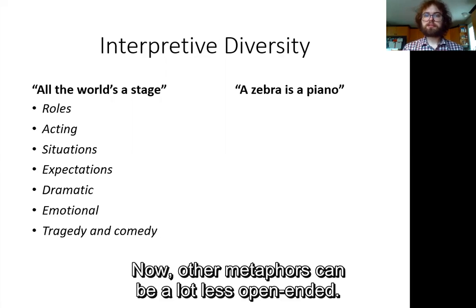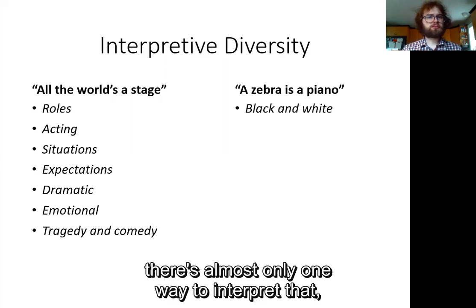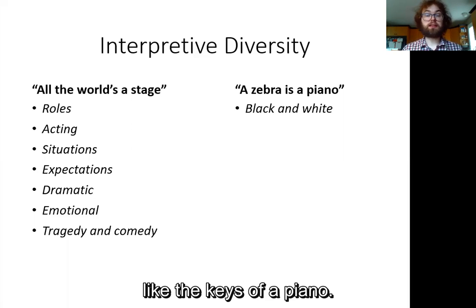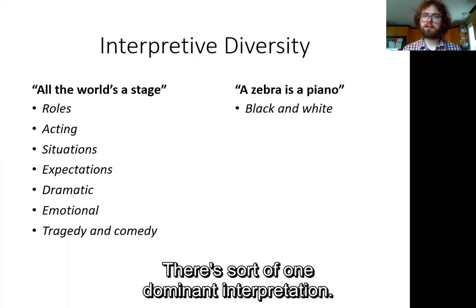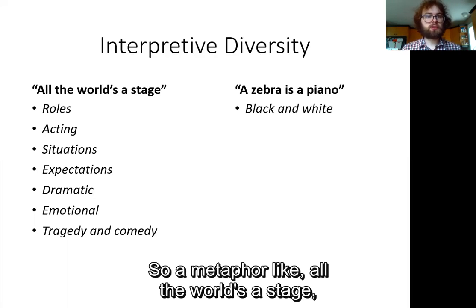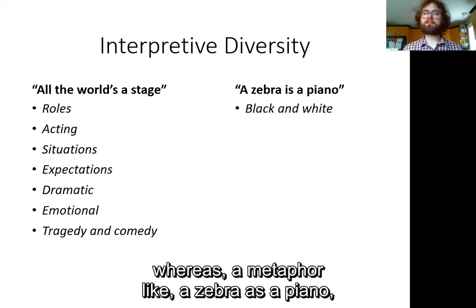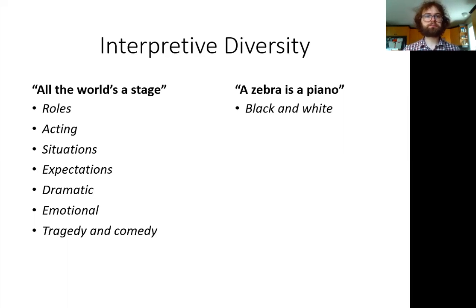Now, other metaphors can be a lot less open-ended. So with a metaphor like a zebra is a piano, there's almost only one way to interpret that, which is that a zebra is black and white like the keys of a piano. So there's not many other ways you can really go with that. There's sort of one dominant interpretation. So a metaphor like all the world's a stage would be considered to be high in interpretive diversity, whereas a metaphor like a zebra is a piano would be considered low in interpretive diversity.